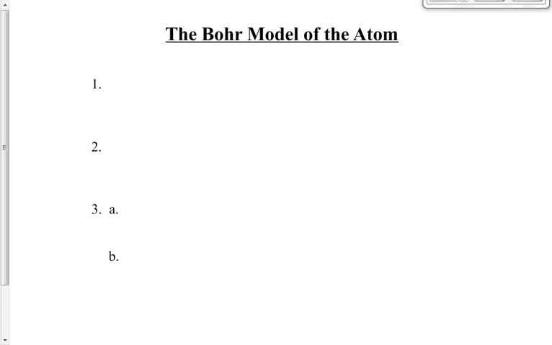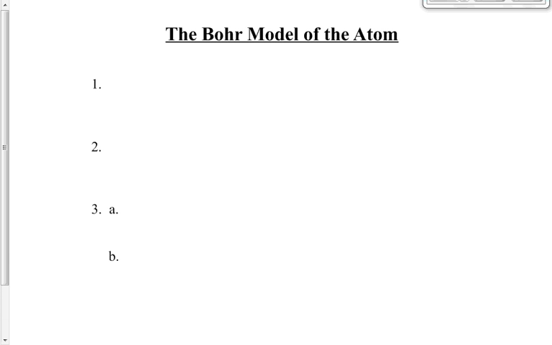So a few years after Rutherford and his assistants do their experiment with the gold foil to come up with this planetary model of the atom, this model that says we've got mostly empty space with a small, dense, positively charged nucleus, the electrons orbiting around that nucleus, a guy named Niels Bohr comes along and says, you know what? There's a lot of what Rutherford says that I can buy into, but not all of it.